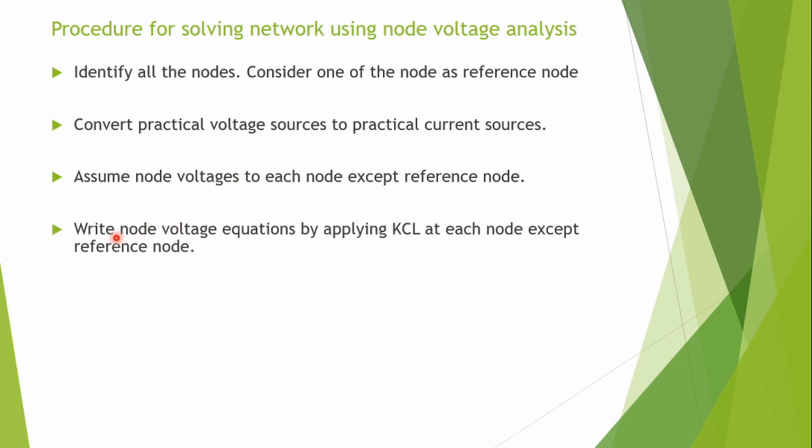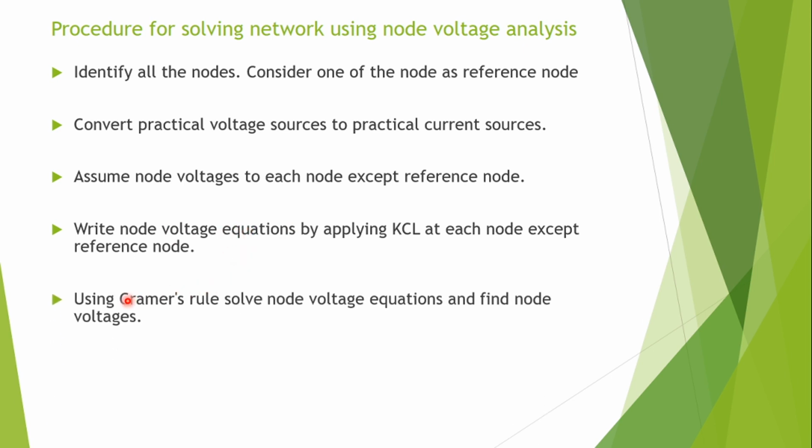Then write the node voltage equations by applying KCL at each node except the reference node. So except the reference node, you need to apply KCL, Kirchhoff's current law, to all the nodes. So you will get a set of equations equal to n, where n is the number of nodes. So the number of equations and the number of unknowns remain the same.